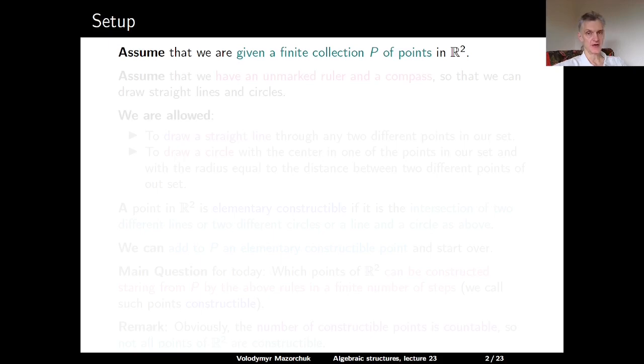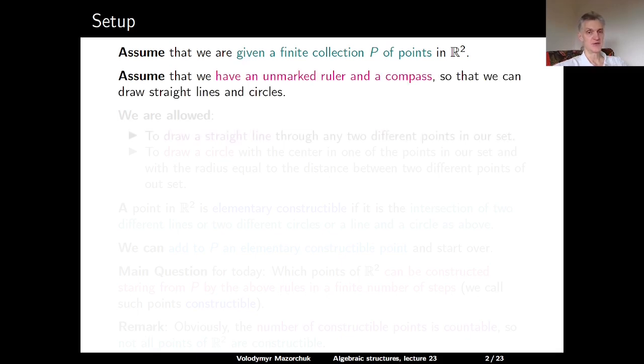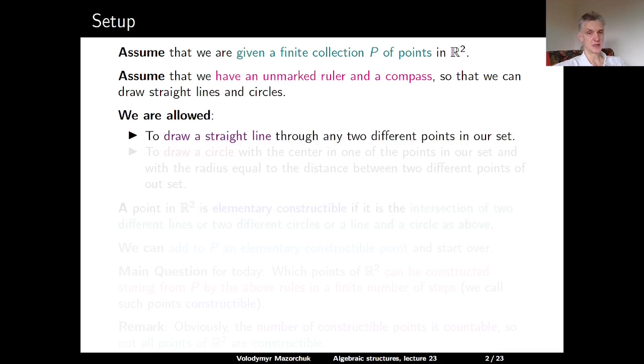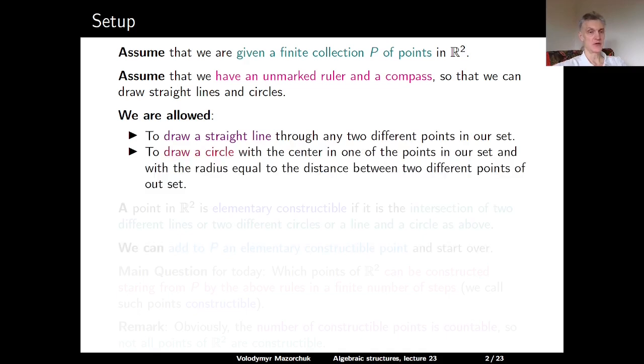Assume that we are given a finite collection of points in R², which we just denote by capital P. Assume that we have an unmarked ruler and a compass, so that we can draw straight lines and circles. We are allowed to draw a straight line through any two different points in our set, and we are allowed to draw a circle with a center in one of the points in our set and with the radius equal to the distance between two different points of our set.